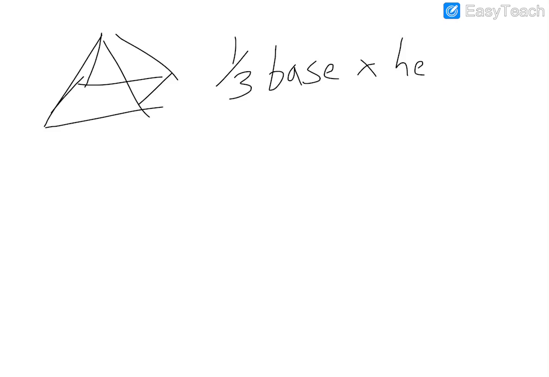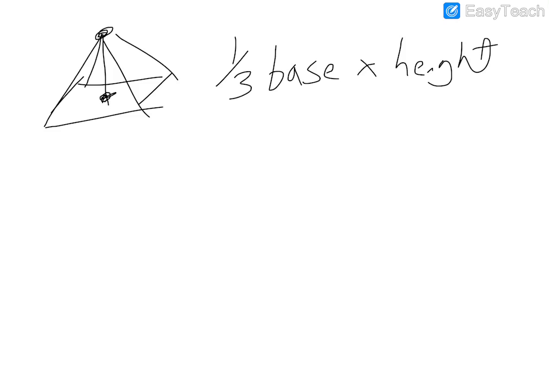base times height. So basically, if you have a prism, it has the same volume as 3 of the pyramids, assuming they have the same base and the same height, which is a bit odd, and well, there is a proof for it, and we won't go into it, but you can just take it as a fact. And a right pyramid is basically when the vertex here is directly above the center of the base.